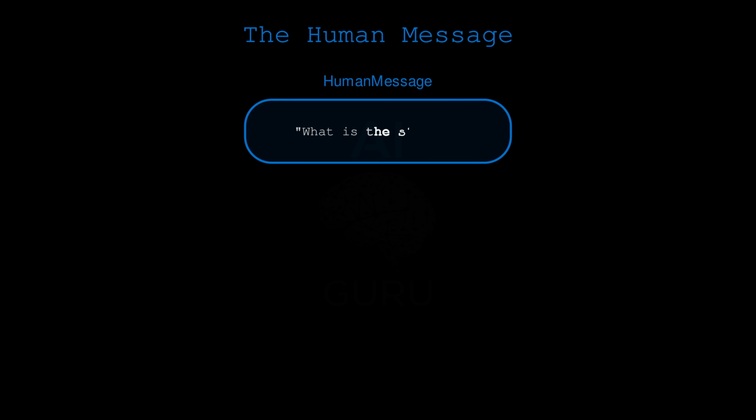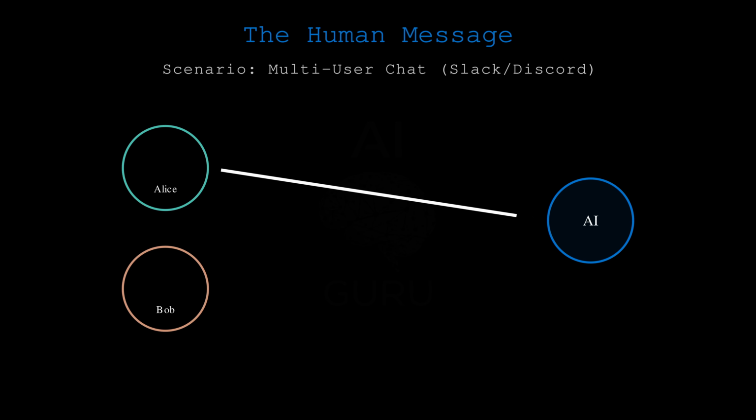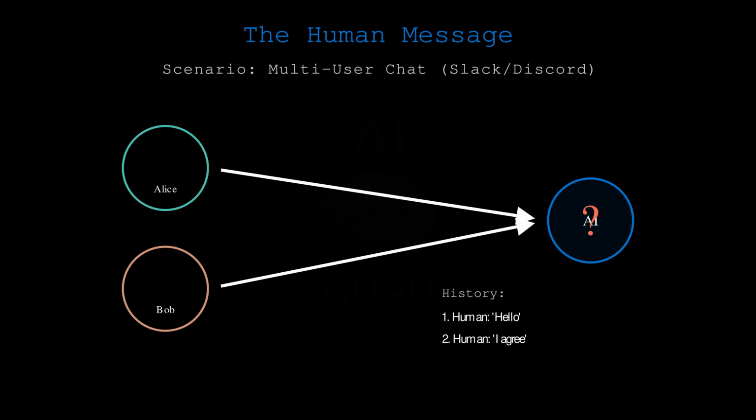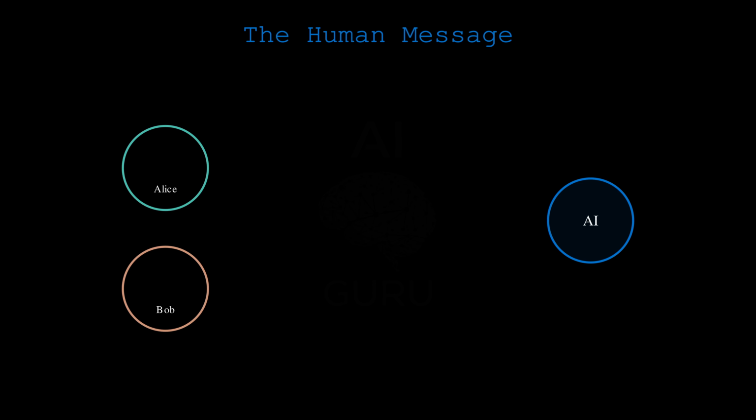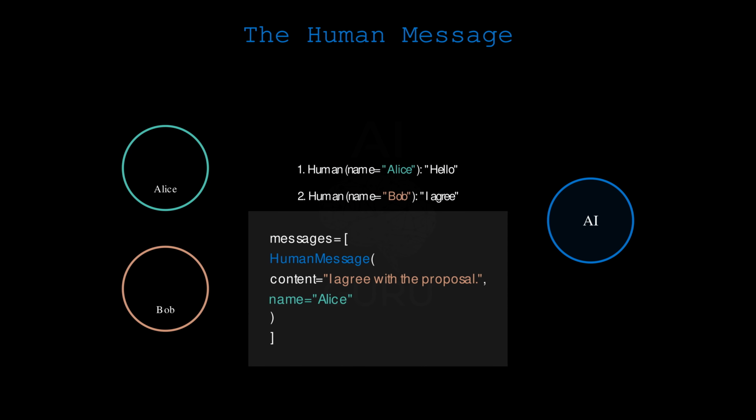Okay, then we have the human message. That's pretty self-explanatory. It's the user input. But I did notice the docs mention a name field. Yeah, that's useful for multi-user context. If you're building a Slack bot where Alice and Bob are both talking to the AI at the same time, you can tag the human message with name Alice. Oh, I see. It helps the AI distinguish between different speakers in the history so it doesn't get confused about who said what. Makes sense.